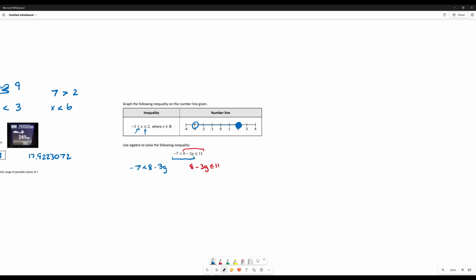And the thing you have to remember with inequalities is, as long as you're not dividing by a minus number or multiplying by a minus number on both sides, everything is exactly the same as an equals.